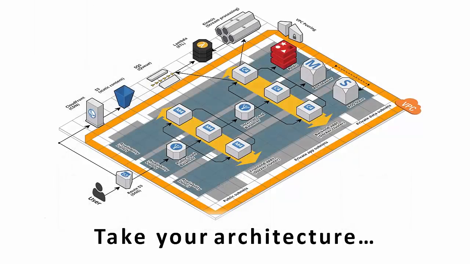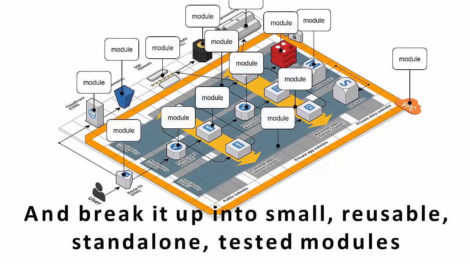So if we take our architecture, then all we need to do is split it up into smaller parts. Every single element in our infrastructure simply becomes a separate module, and inside that module we can then define, test, and work on each piece.